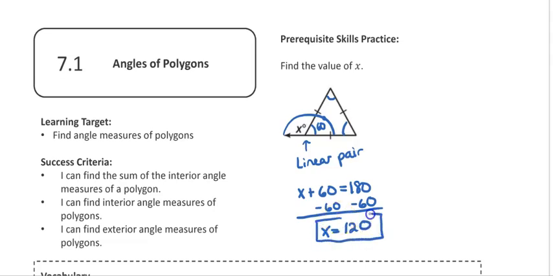Now the reason you see me only put 120 and not put the degree symbol is because I already see this degree symbol up by x. So by putting 120, I already know that it is in degrees. But I don't think it's a problem if you also put the degree symbol.